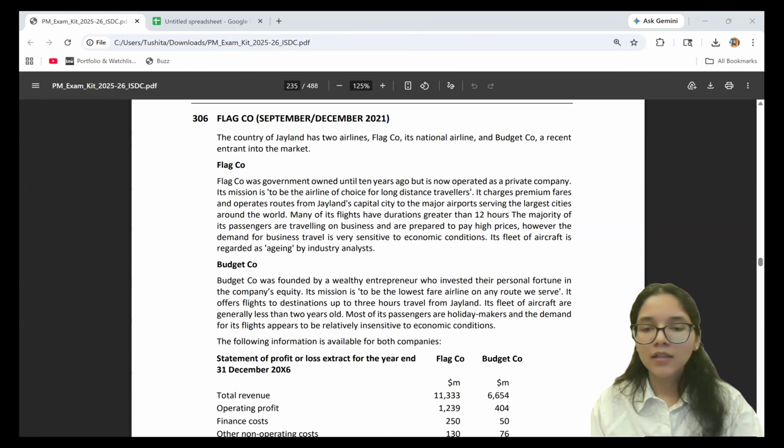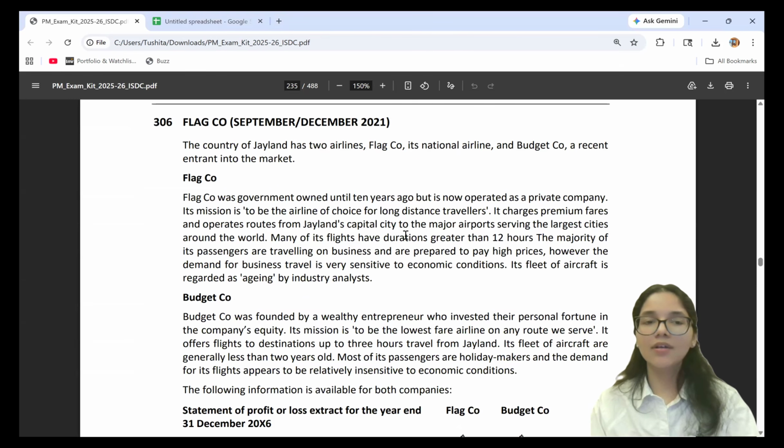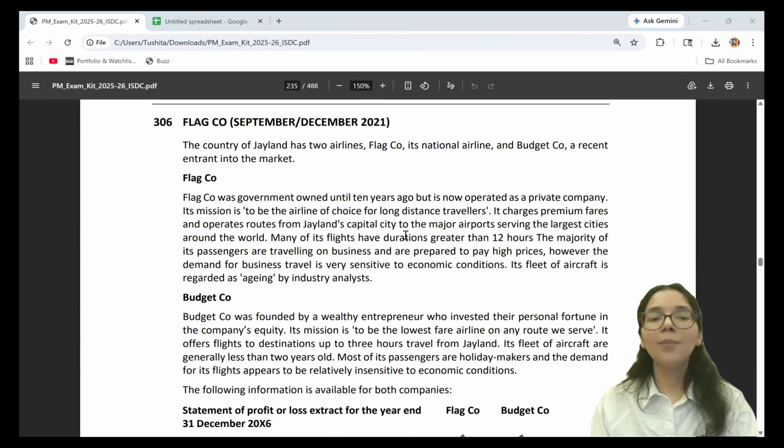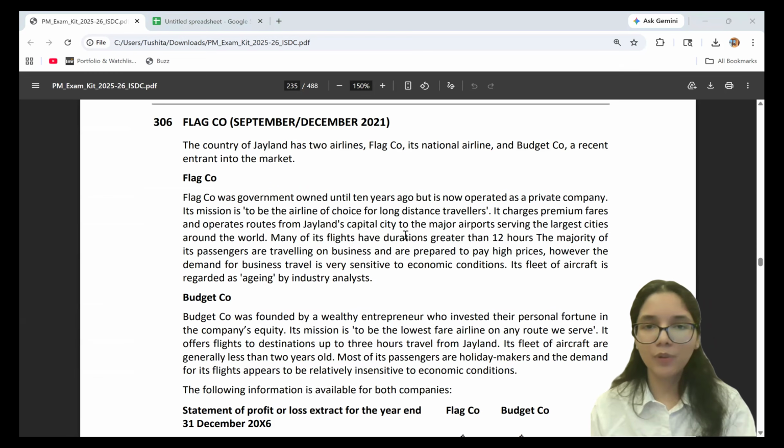Okay, great. So this is the question that we are going to practice together. You can see the name of the question is Flag Company, and right beside it, it's written that this was a past paper question. It was tested in September, December of 2021. So this makes it quite a recent past paper.